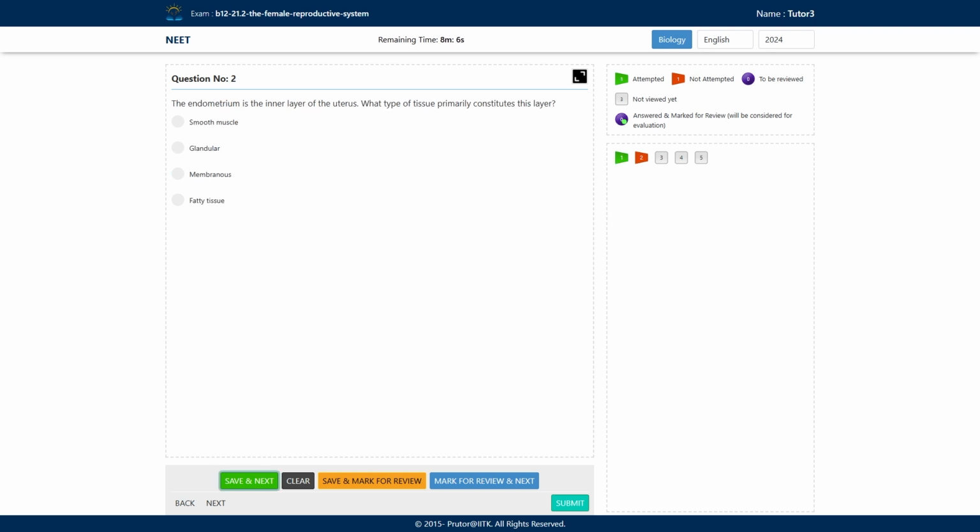Now, the endometrium is the inner layer of the uterus. So there are 3 layers of the uterus wall. Innermost is endometrium, middle one is the myometrium, and external is the perimetrium. Okay. Now, what type of tissue primarily constitutes this layer, meaning the endometrium? Endometrium is made up of what? Smooth muscles, glandular, membranous, or fatty tissue.